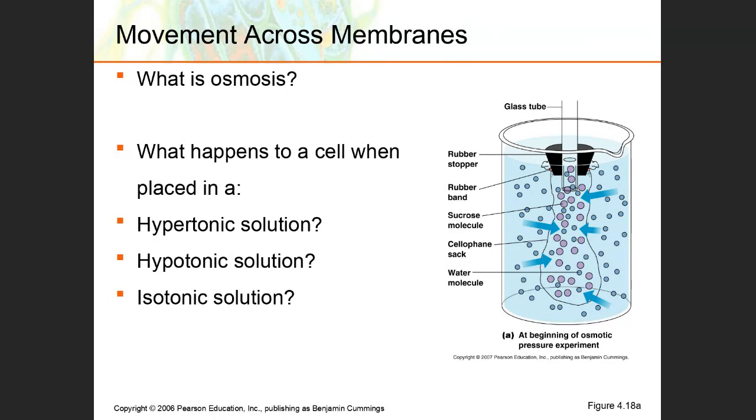It will inflate. Well, burst. It'll explode, right? It'll fill with water and burst, right? Because a red blood cell just has a membrane, no cell wall. And in an isotonic solution, animal cells are happy, right? There's no net movement of water.